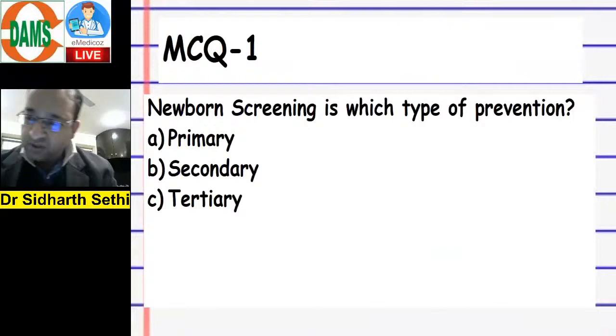My first question to all of you is, newborn screening is which type of prevention? You have all been reading PSM for so many months now, even years now. So can anyone tell me, newborn screening is which type of prevention? Is it primary, secondary, or tertiary? Anyone in the class? Primary? Primary, we are trying to diagnose this disorder before it happens. That's primary. Secondary or tertiary?